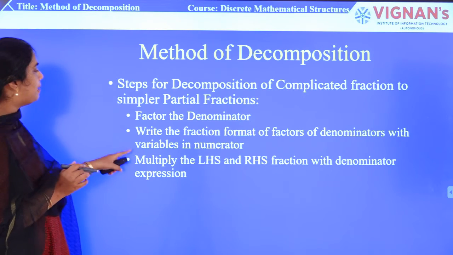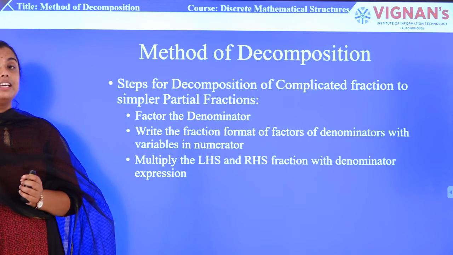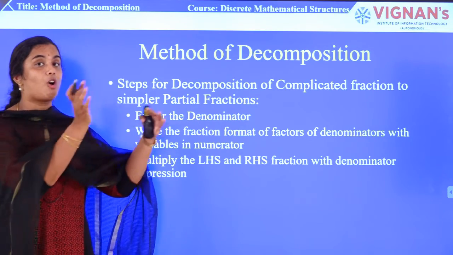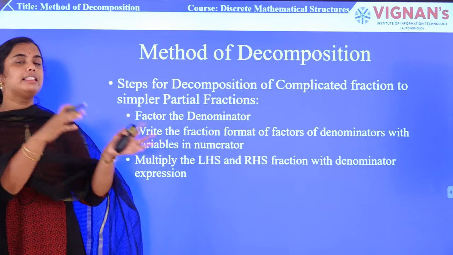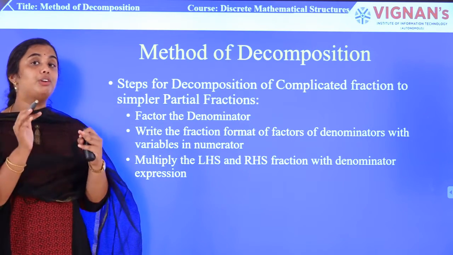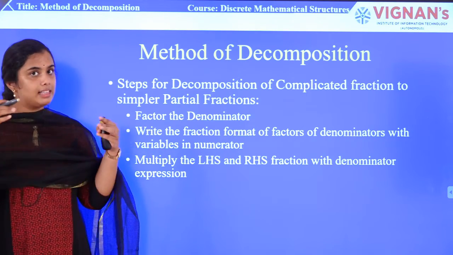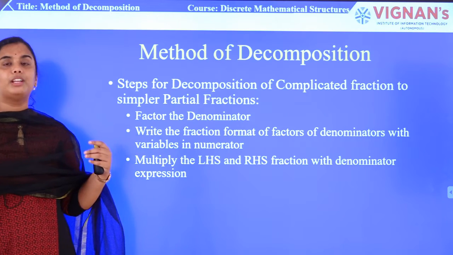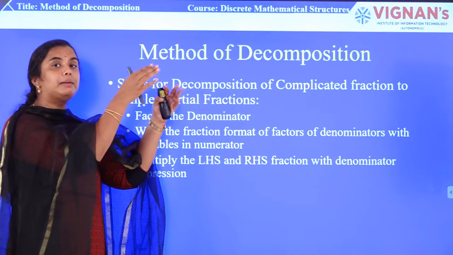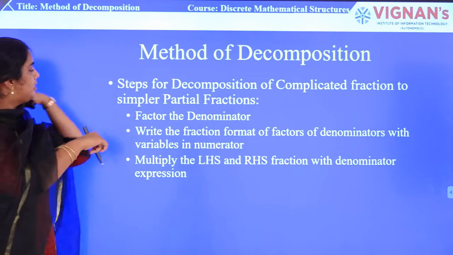And the third step is to multiply the LHS and RHS fractions with the denominator expression. That means you need to multiply with the LCD for both LHS and RHS. The complicated fraction is there in the LHS, and the variable fractions which I have written in the second step are there in the RHS. In order to reduce it further, you need to cancel the denominator, right? If you cancel the denominator, the expression will be reduced further. So, in order to reduce the denominator, you will be multiplying the LHS and RHS with the denominator itself. Okay, that is the third step.